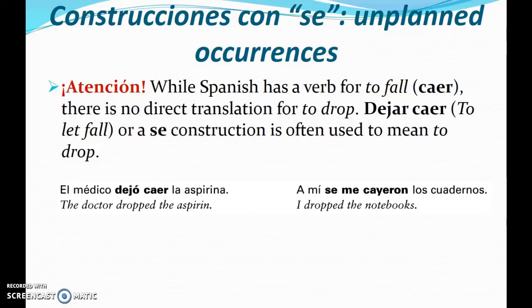Okay, so a mí se me cayeron los cuadernos. Okay, so I dropped the notebooks, or literally they dropped themselves and I was affected. But I could have said yo dejé caer los cuadernos if I want to put the responsibility all on me. Okay, so those are some of the constructions with se.